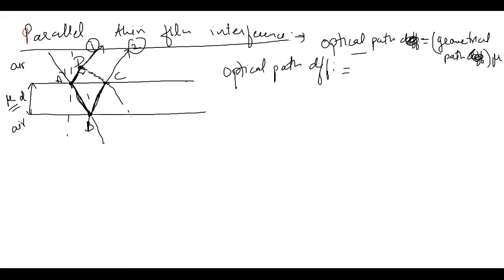Now if you calculate the path difference between these two rays, then ray 2 has traveled this distance AB and BC in a medium whose refractive index is mu. So ray 2 is traveling this much distance. If you talk about ray 1, ray 1 has traveled only this distance in air, whose refractive index is 1. So your ray 1 will have the distance traveled this much. So this is the optical path difference between ray 1 and ray 2.